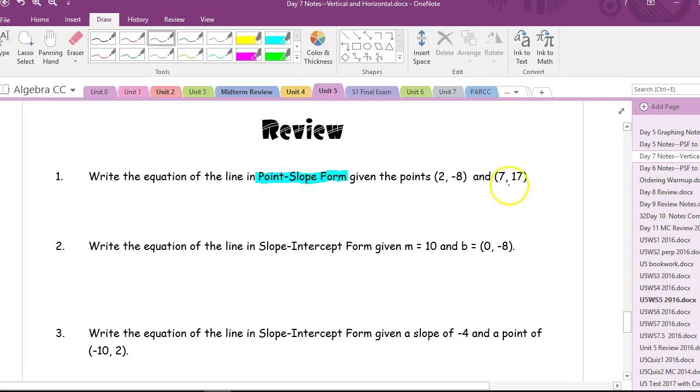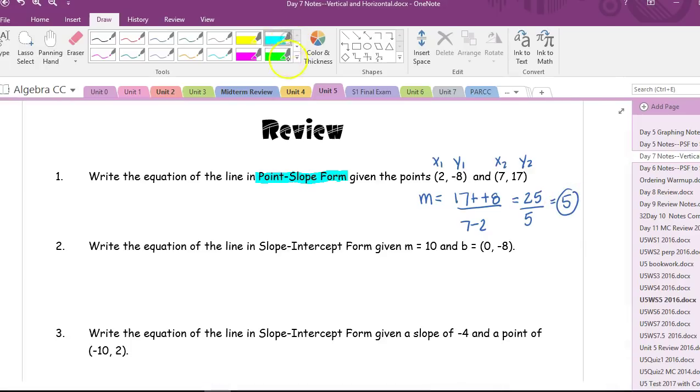We are going to go ahead and find our slope first. So m equals, that's my slope, y2 minus y1. Make sure you have your double negative there, over x2 minus x1. 17 minus -8, or 17 plus 8, is 25 over 5. Make sure you simplify. You should get a slope of 5.